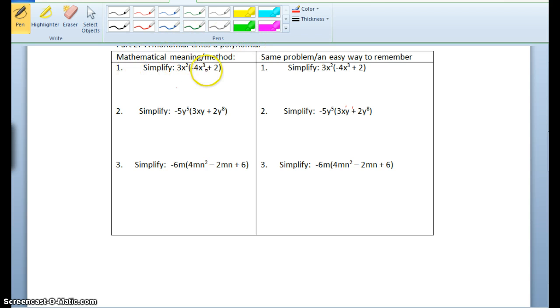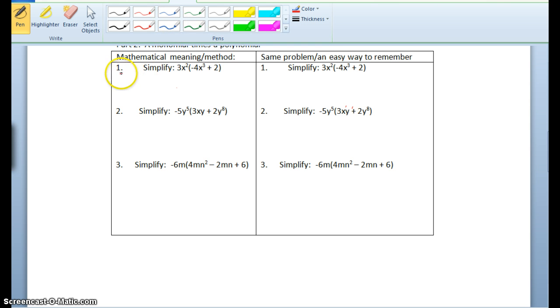Alright, in the first column, we're going to do a little more detailed explanation. In the second column, I'm going to show you my shortcut. My shortcut involves multiplying the bigs and adding the littles.